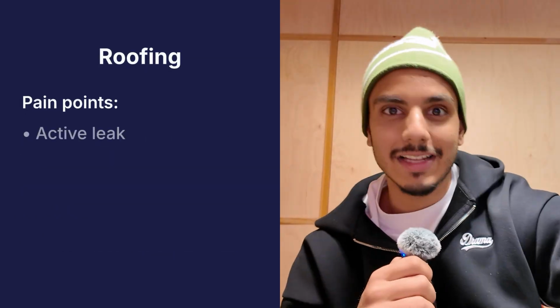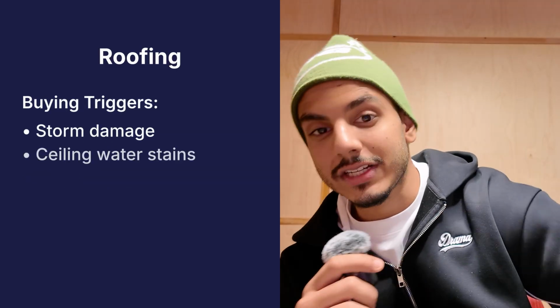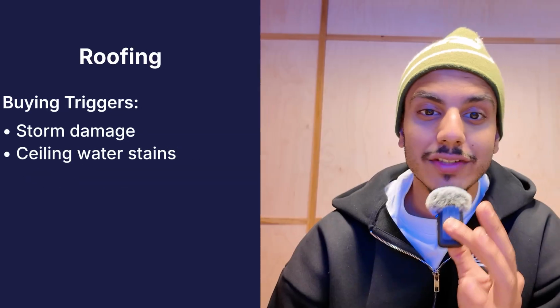And like that, you could do it for any of the home improvement services. Roofing, for example: active leak, missing tiles, moss growth. The trigger is storm damage, water stains on the ceiling inside the house, you know? All of this to say that you need to nail this for your own offerings first. You need to understand the customer, the product, and the buying journey.